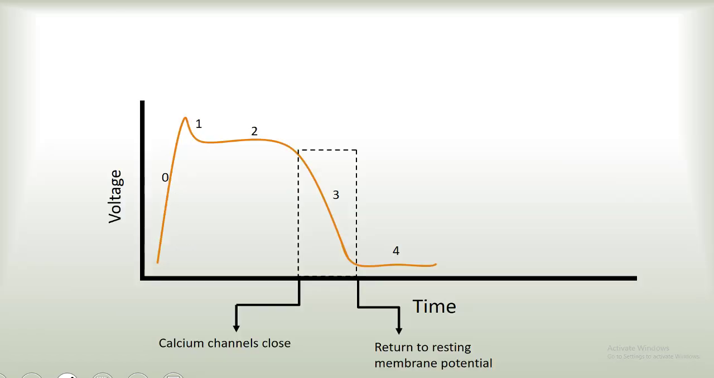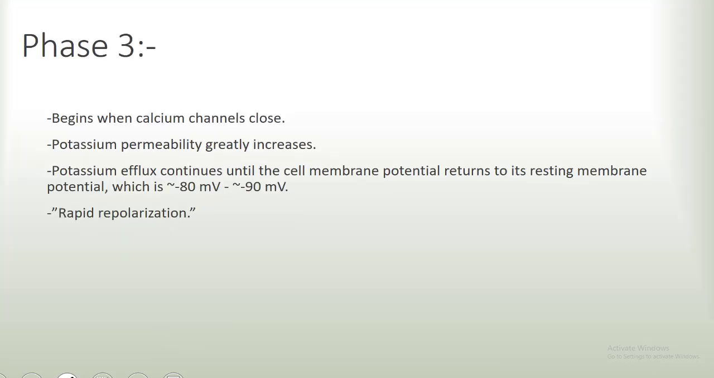Now eventually those calcium channels will close about right here, and this marks the end of phase 2 and begins phase 3. When the calcium channels close, the membrane permeability to potassium will return to normal, and potassium will start flowing out of the cell, and the voltage will decrease until it reaches the resting membrane potential, which is about -80 to -90 millivolts, and an average of -85. So phase 3 begins when the calcium channels close. The potassium permeability will increase and return to normal. The potassium efflux continues until the cell membrane potential returns to its resting membrane potential, which is right about -85. This phase is called the rapid repolarization.